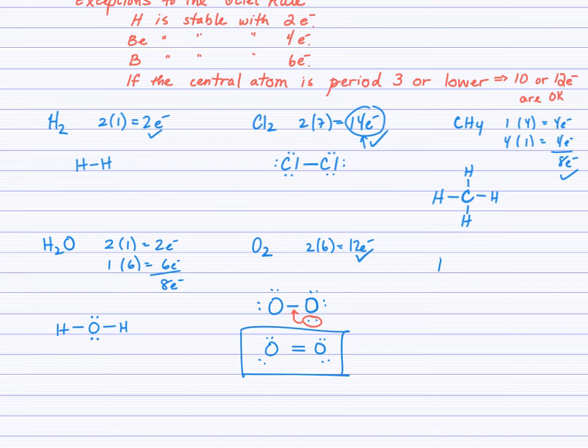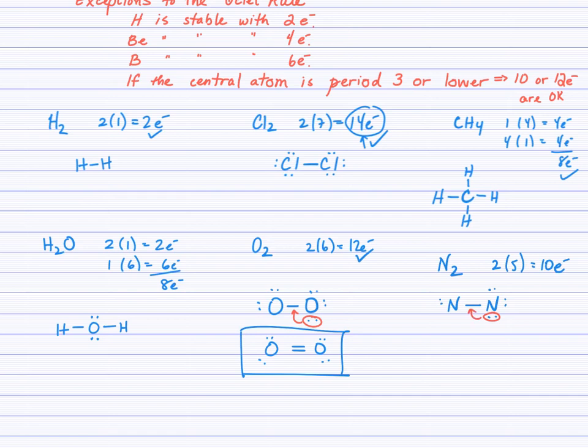Okay, try N2, nitrogen gas. 2 atoms of nitrogen at 5 electrons each takes us to 10 electrons. Place the atoms on the page and start with the electrons. 2, 4, 6, 8, 10 over here. I realize that nitrogen on the left isn't stable, so now I'm going to reposition electrons.